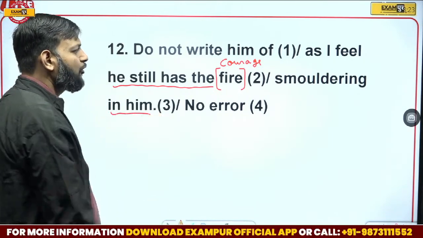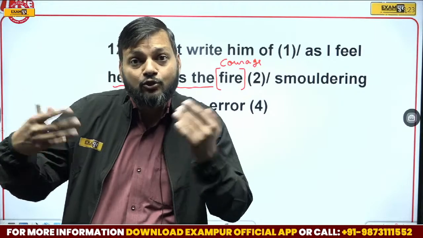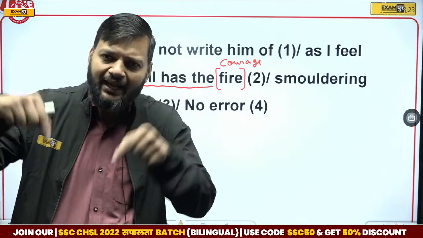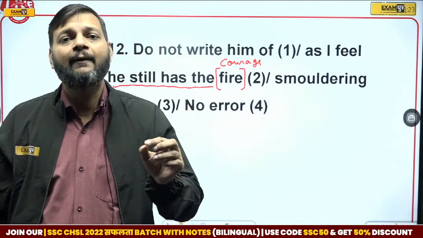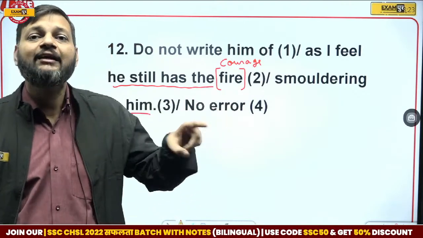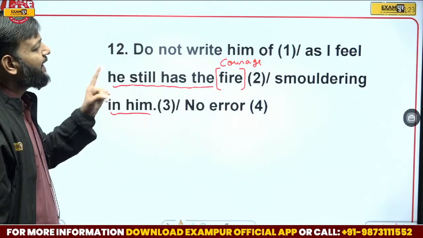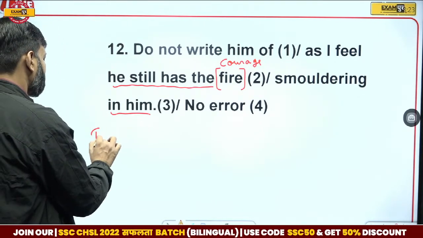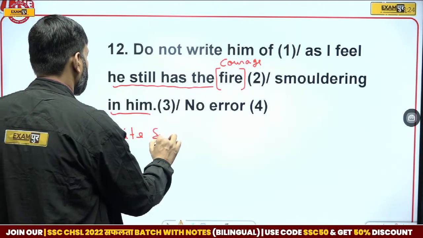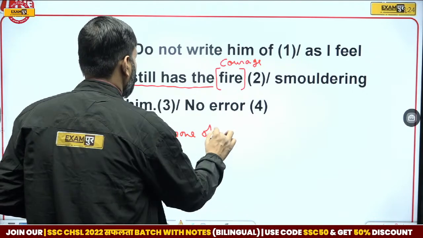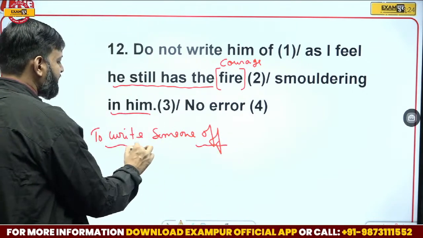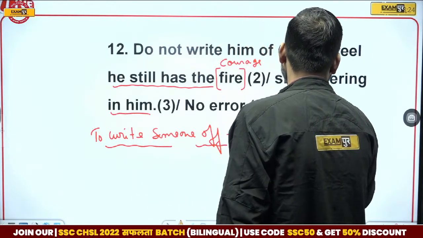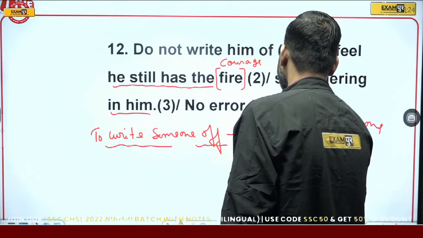Smoldering in him means that he has the courage to do anything, like he is not exhausted of the courage. He still has that power, that determination. So here fire means courage. Now, do not write him off. To write someone off means to tell that someone has failed.